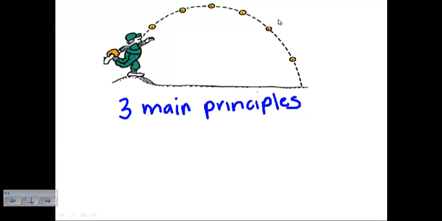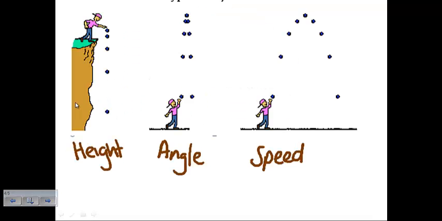Alright, let's have a look at the 3 main principles. There are 3 main principles linked to projectile motion, and it's all to do with the release of the projectile, which in turn affects how the projectile flies. So let's talk about the 3 main principles. The first one we're going to look at is angle, and it's called angle of release.